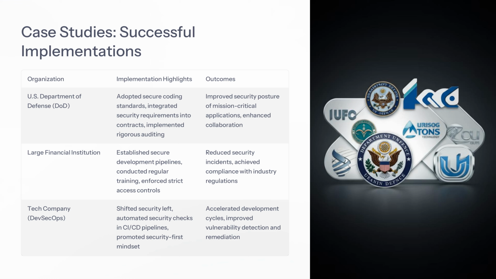Their proactive approach to security assurance was a key factor in these positive outcomes. Lastly, a technology company embracing DevSecOps principles exemplifies the shift towards embedding security throughout development. They introduced automated security checks into their CI/CD pipelines and cultivated a culture that prioritizes a security-first mindset.